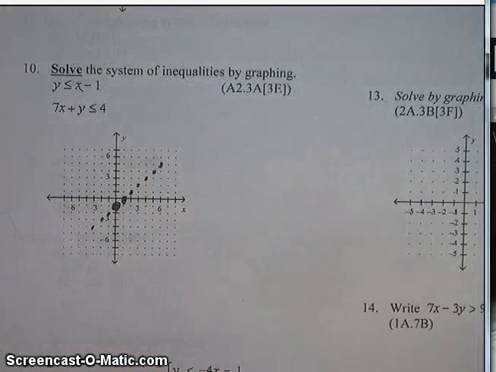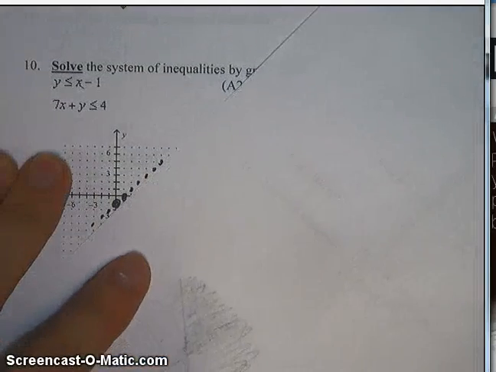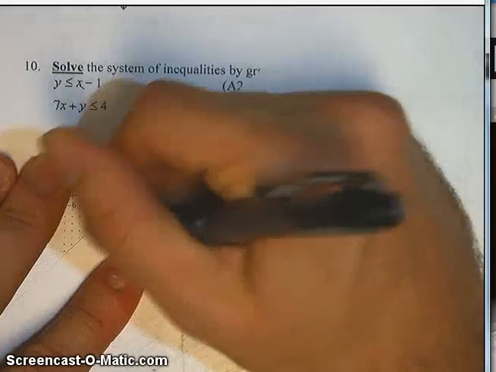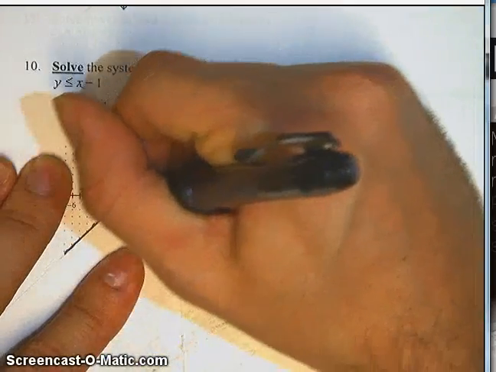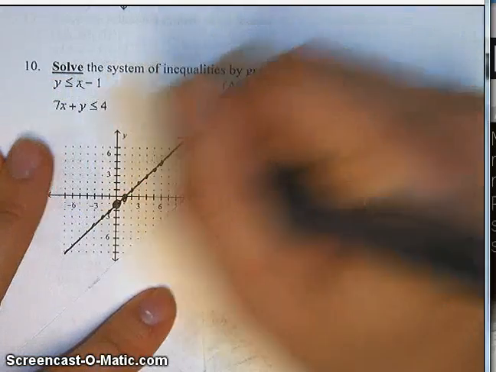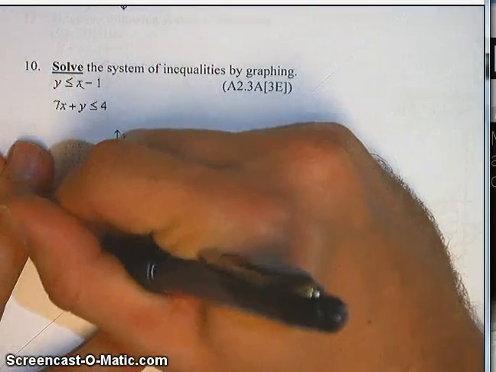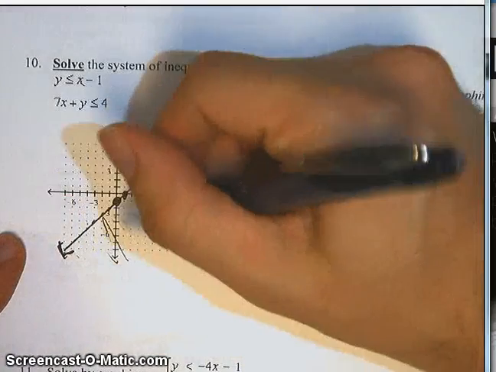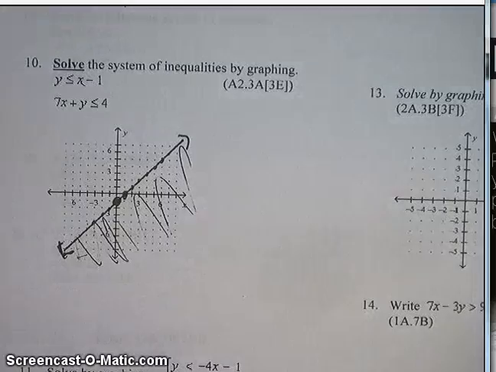And I can just use the straight edge to draw in that straight line. It's a solid line because it's less than or equal to. Just draw a straight line here, put some arrows on it, and it's going to be shaded less than, so it's this stuff down here. I'm going to shade it lightly.